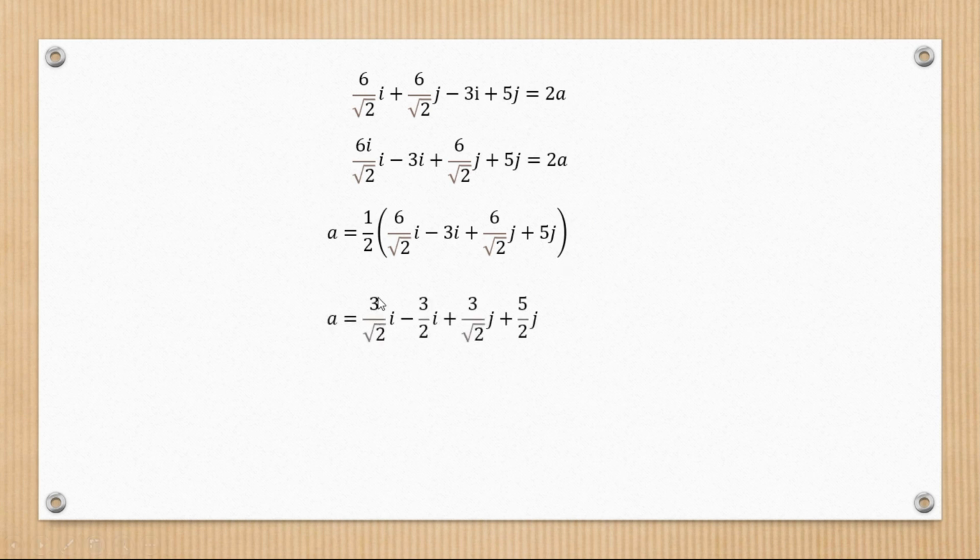Alright, so when I multiply the half inside, the 6 and the 2 give me 3 up here. Then the half times this will give me 3 over 2 i. A half times this, I'll be left with the 3 here. A half times this, I'll have 5 over 2 j, as you can see right there. So now the answer for acceleration shall be (3 over root 2 minus 3 over 2) i plus (3 over root 2 plus 5 over 2) j meters per second squared, and that is the answer.